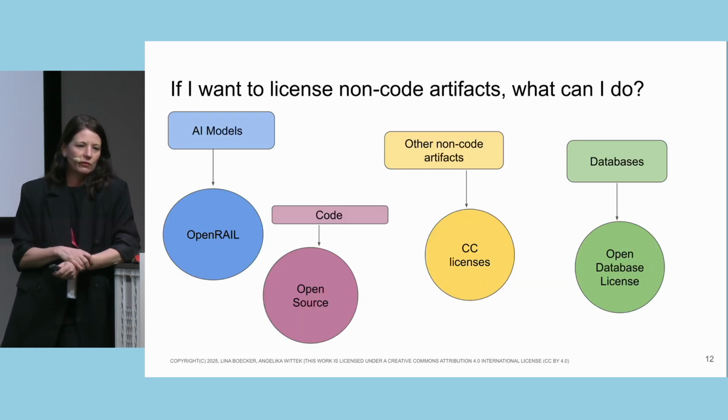Which means if you yourself would like to license non-code artifacts, you have 4 open categories of licensing that you can use and that you should use when you want your stuff to be open, which is for AI models, the open rail licensing, which I just mentioned. For code, it's the good old open source licensing. For documentation, pictures, and so on, CC licensing is a very recommendable tool. And for databases, there's the open database license, which is, for example, used by OpenStreetMap.